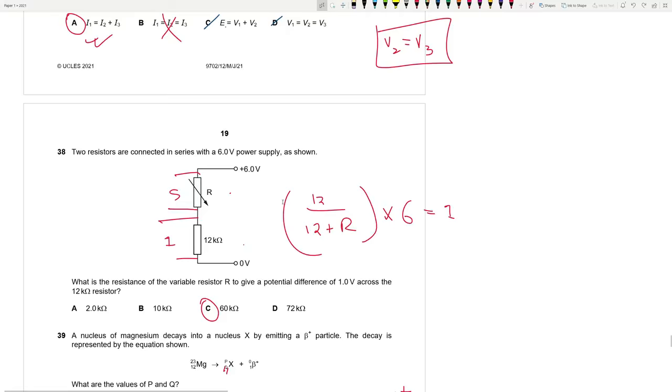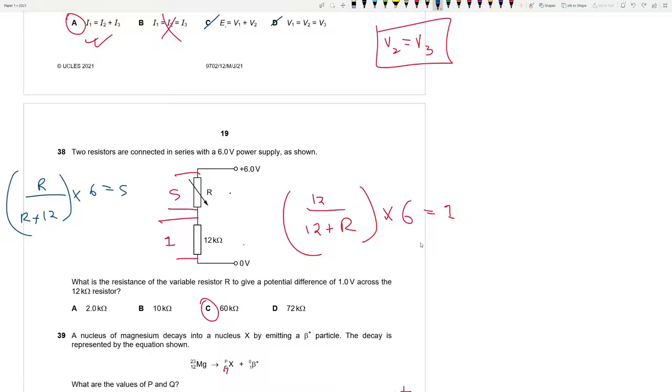Two resistors are connected in series with a 6 volt power supply as shown. What is the resistance of the variable resistor to give a potential difference of 1 V across the 12 kilo ohm resistor? So since the EMF is 6, if this gets 1, this will get 5, right? Okay, so we can do it like this. According to the potential divider, 12 divided by 12 plus R into EMF 6 is equal to 1. You could also do it this way, R divided by R plus 12 into 6 is equal to 5. Both work, okay?